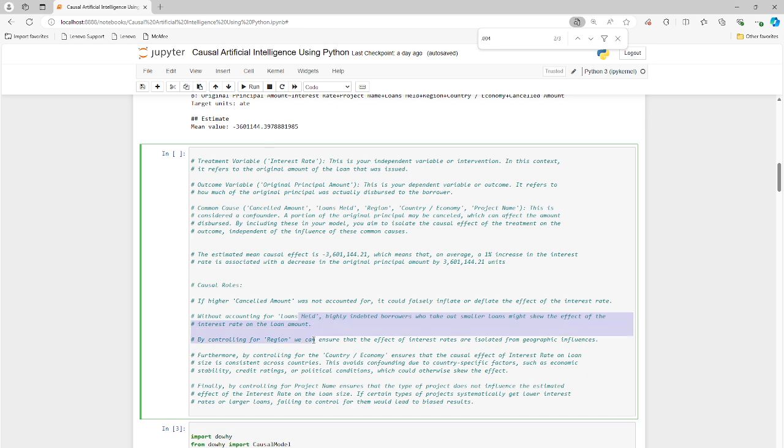Controlling for the region, we can ensure that the interest rates are isolated from geographic influences, right? There could be political unrest or geographical regions at war. We don't want that to have an impact on the interest rate or the amount borrowed from a bank. Furthermore, controlling for country or local economy ensures that the cause and effect of the interest rate on the loan size is consistent across all countries, right?